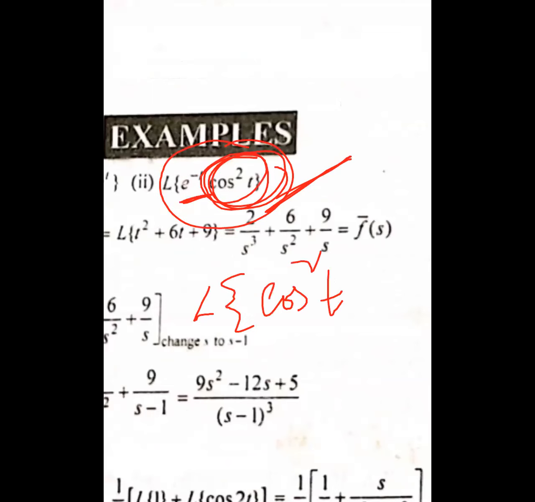So it is not possible to find the Laplace transform of second order trigonometric functions directly. So first we convert the cos square t into a first order trigonometric function. So we know that cos square t is (1 plus cos 2t) by 2.